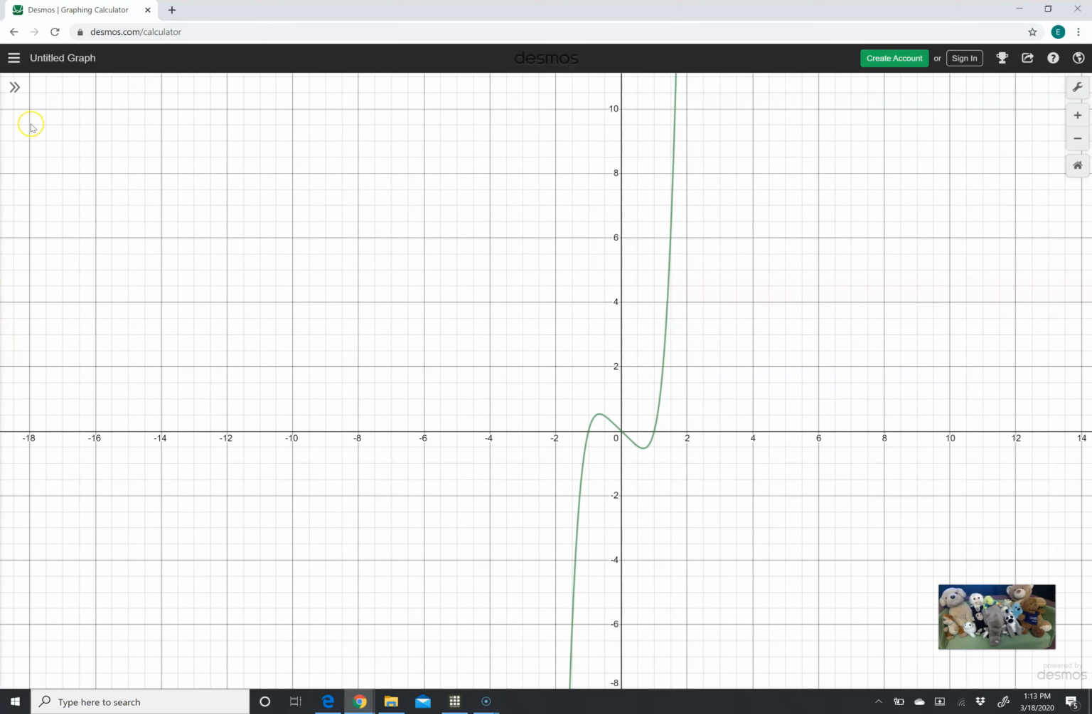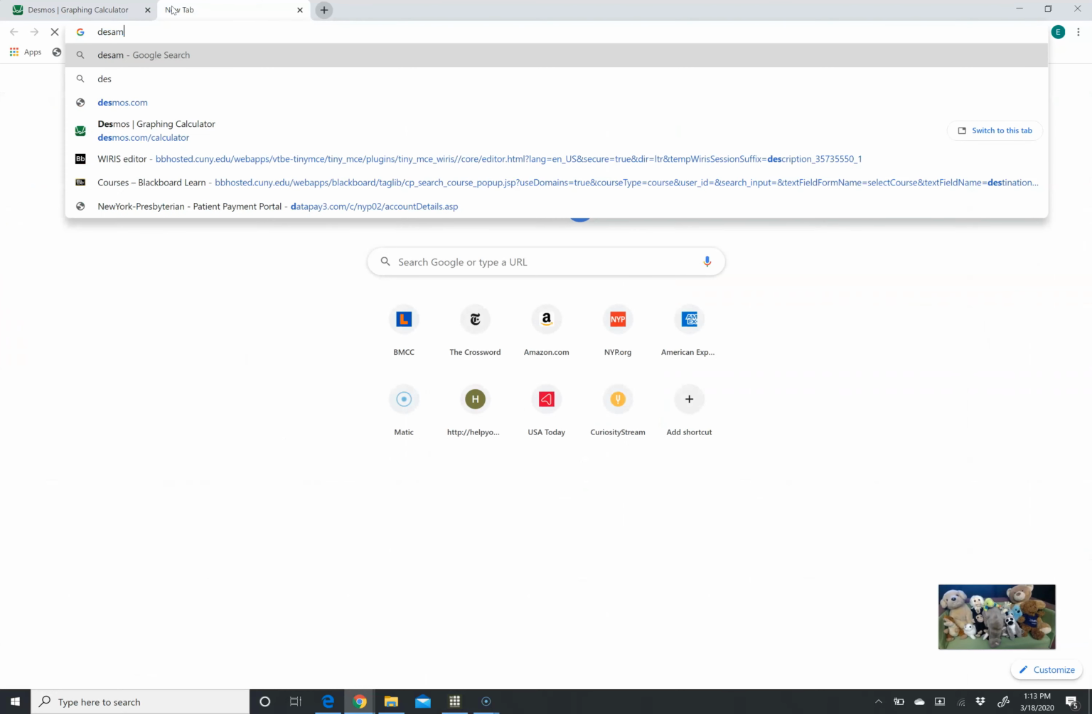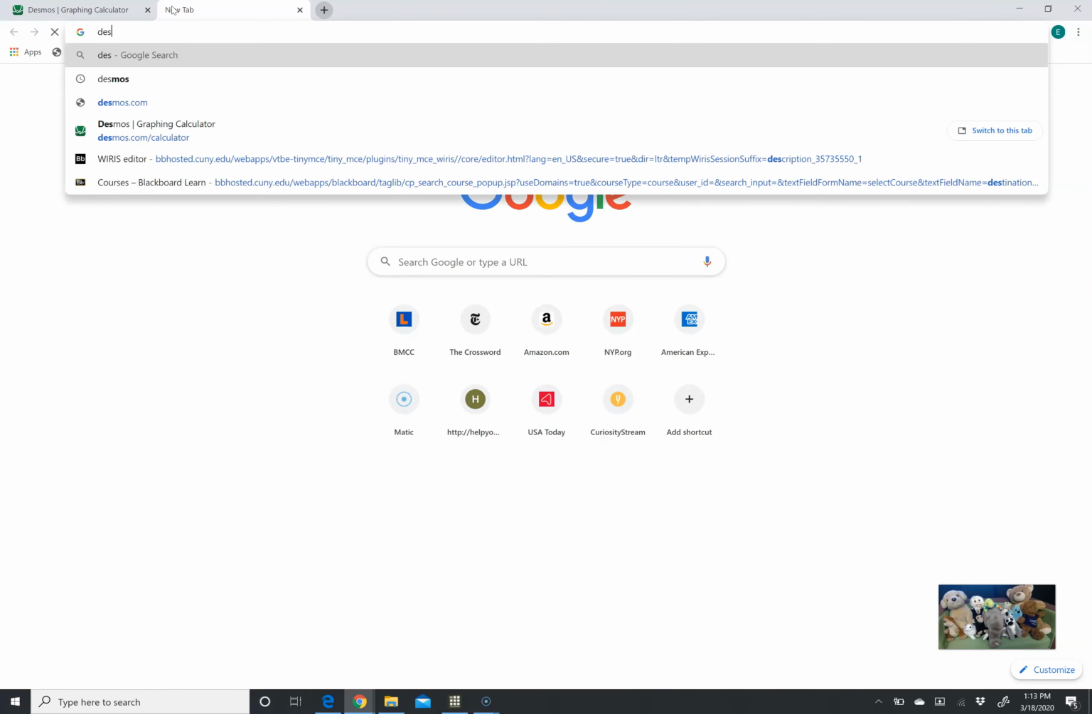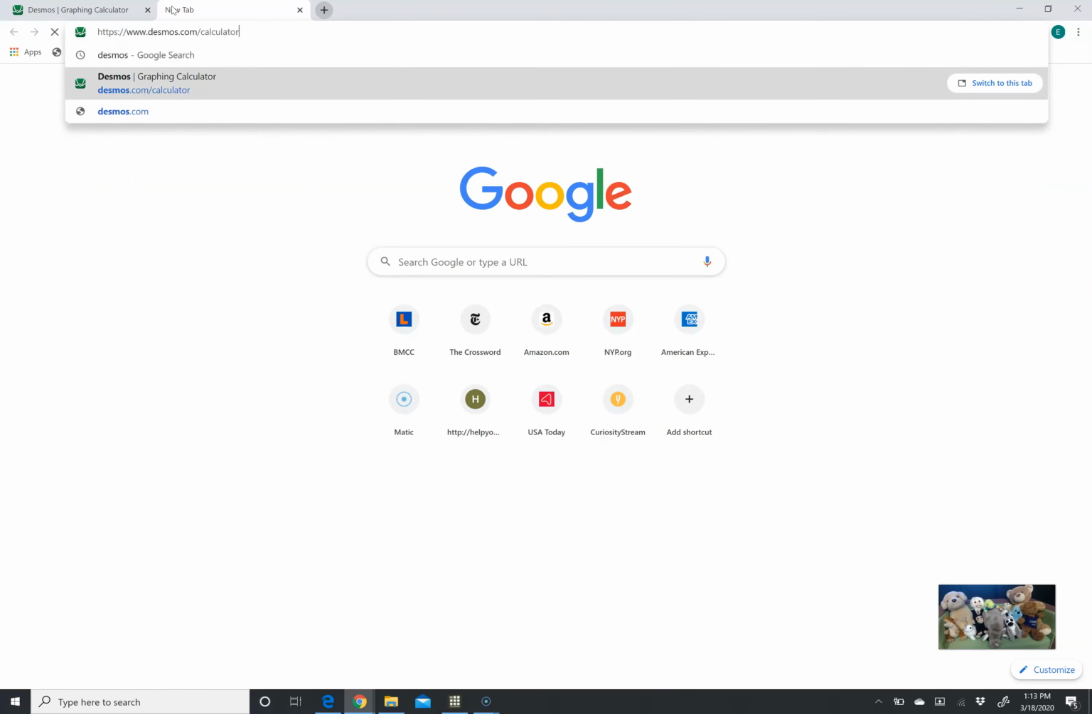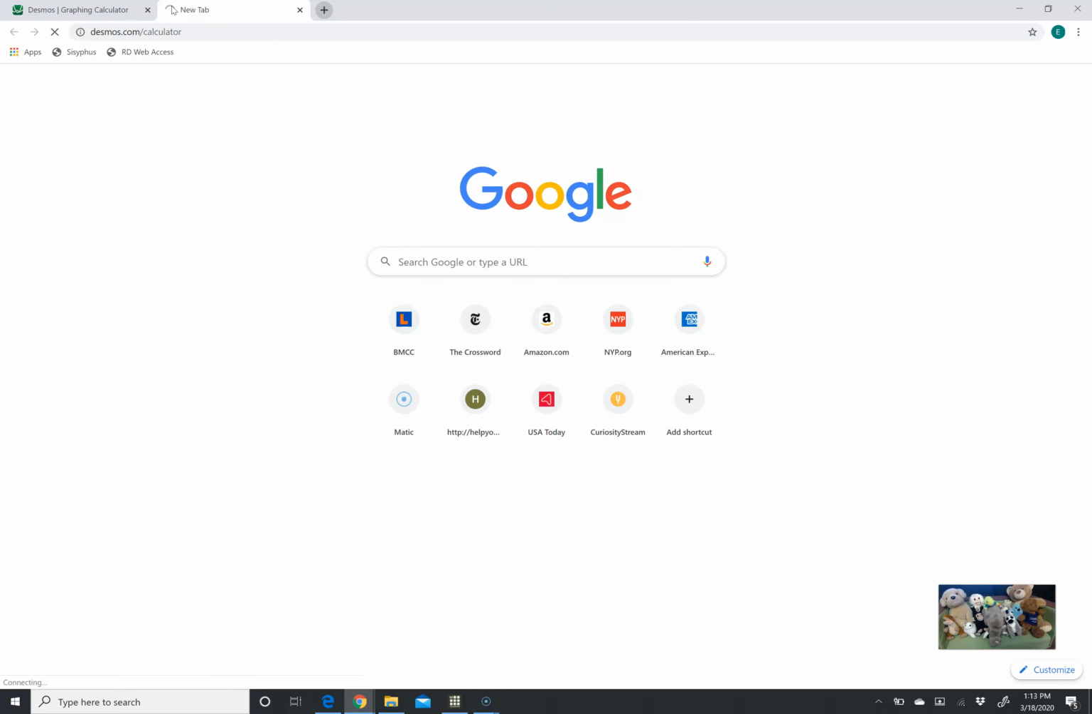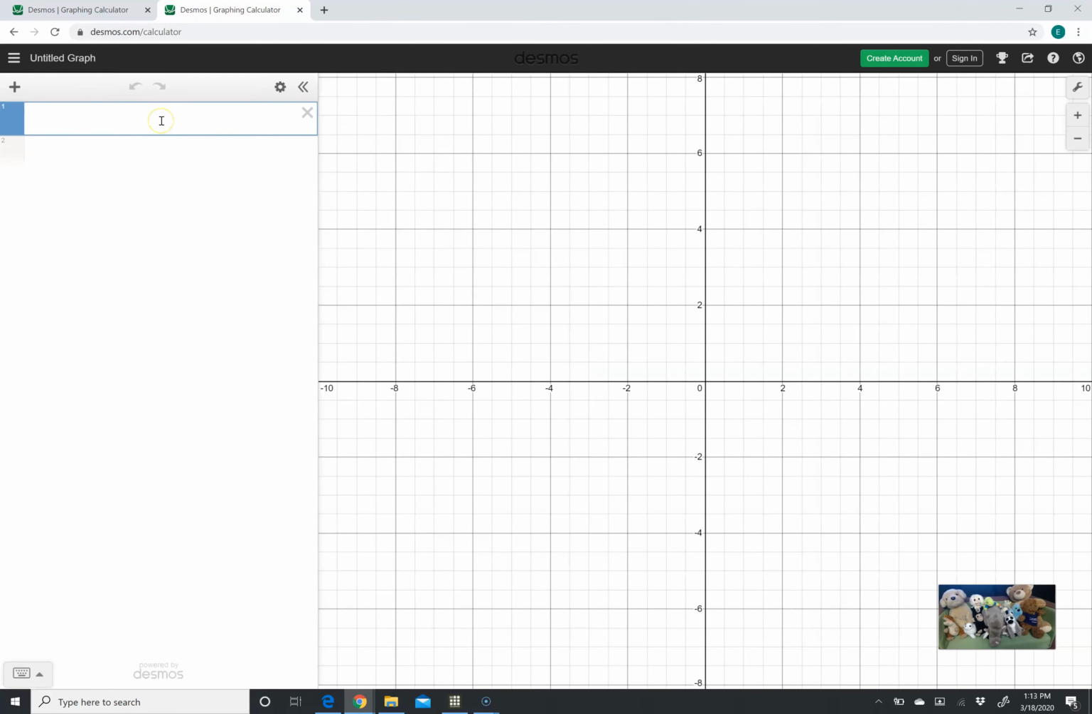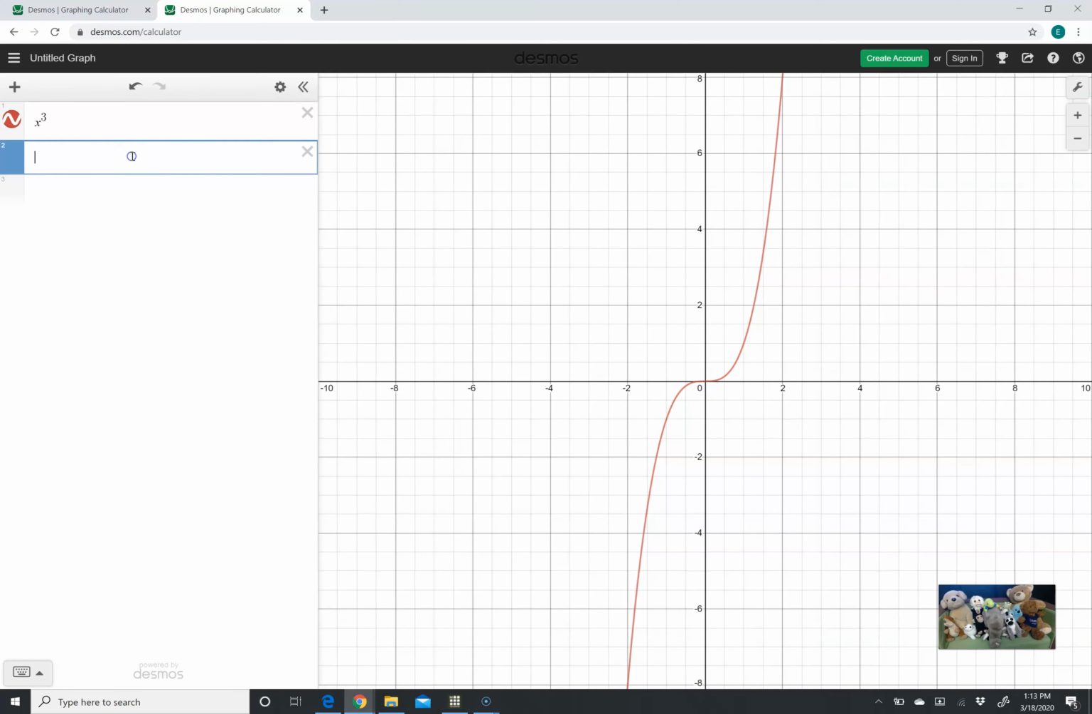And let's go into Desmos and just take a look at that so that you can see what it looks like. So I'm going to just add a new window here.